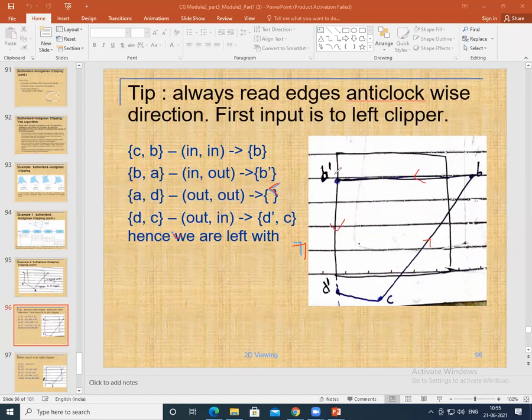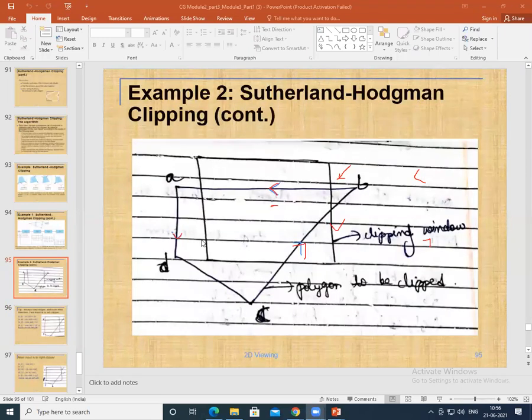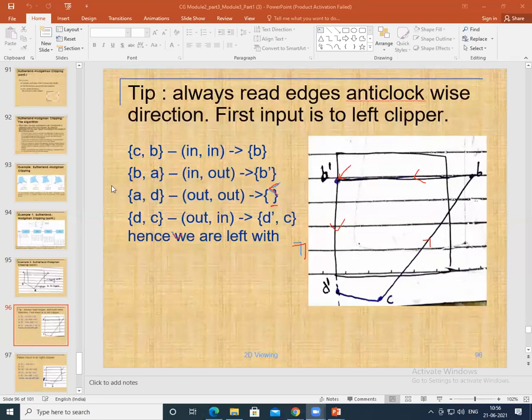So you had BA. In the case of BA, with respect to the left clipper, it is in-out. When you have in-out, you have to highlight the intercept where it intersects, that is B bar. Similarly for AD, it was out only. Out means null. So AD is out, which means it is null, so that is not shown, right?